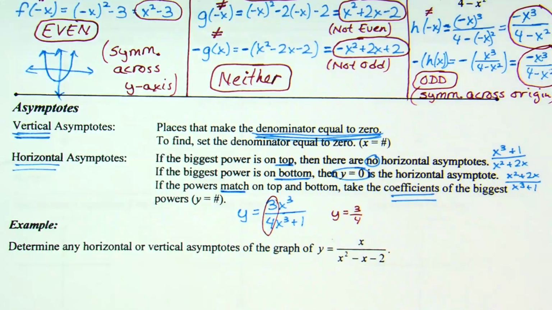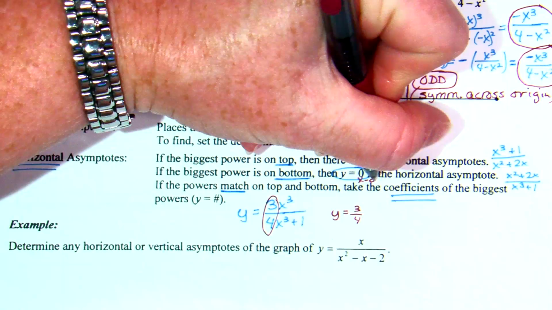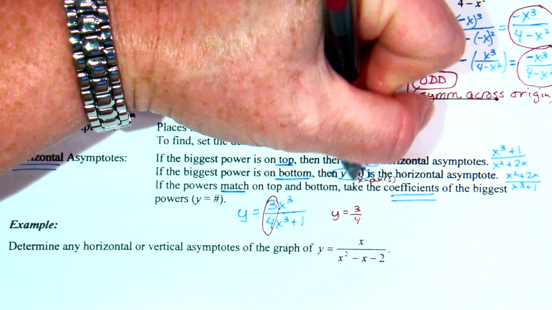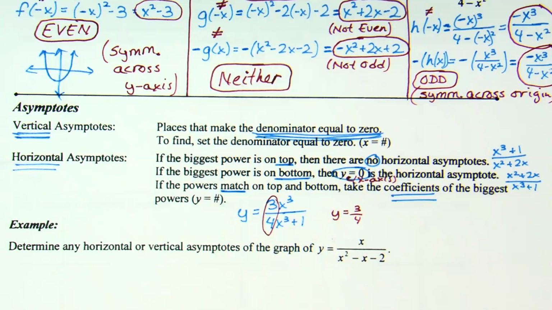Over here, y equals 0. I don't know if you want to write it in or not, but that is the x-axis. Okay? So those are your horizontal asymptotes.